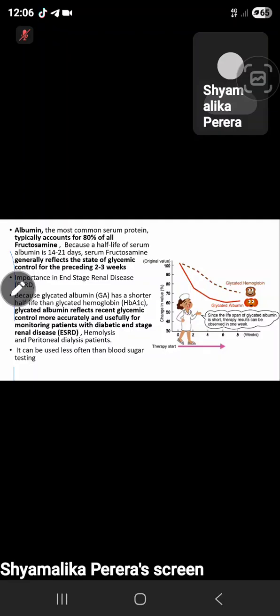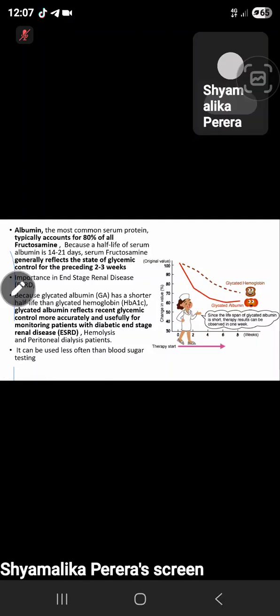But before that, if you analyze fructosamine, you can reflect the stage of glycemic control. So within 2 to 3 weeks of time, you can have your glycemic control or the blood sugar control. Especially this fructosamine level is important in patients with diabetic end-stage renal disease.